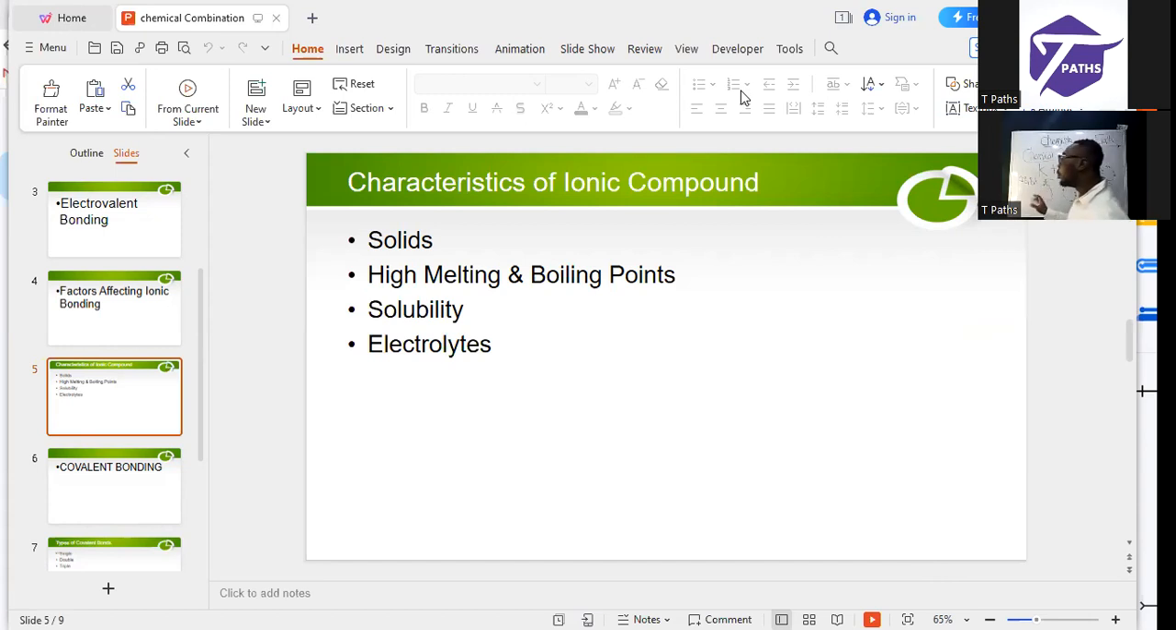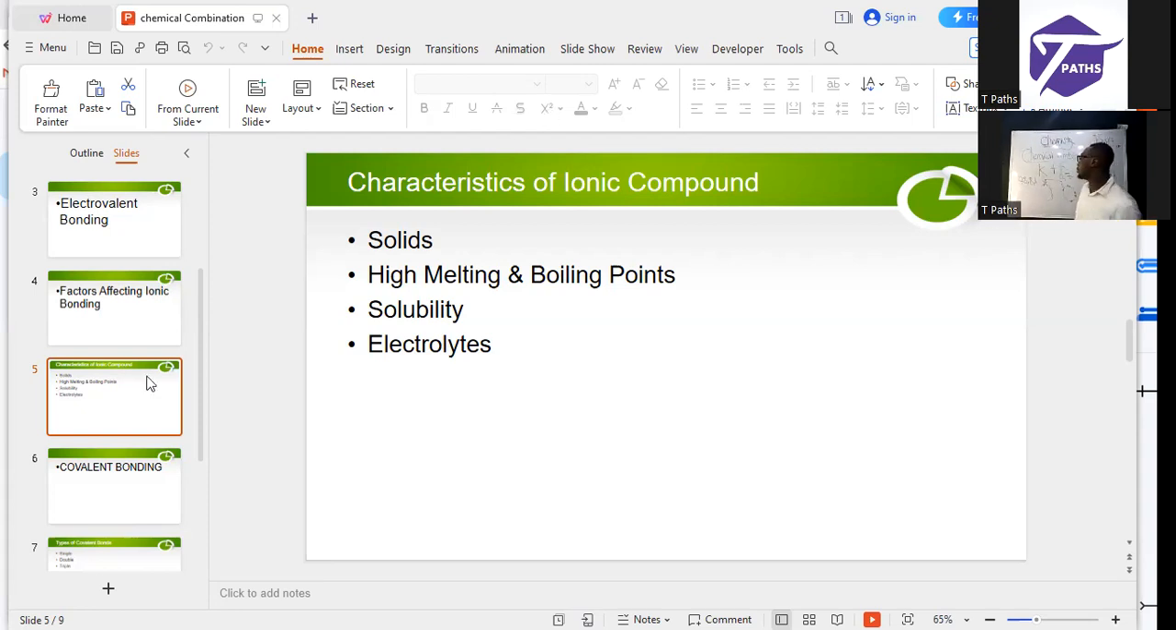And that's one thing we need to know about what? Ionic compounds. So we said earlier on, number one, structure. Number two, high melting and high boiling point. Number three, solubility. Number four is electrolyte. Electrolyte. Very, very important, please. I believe that we are all following.